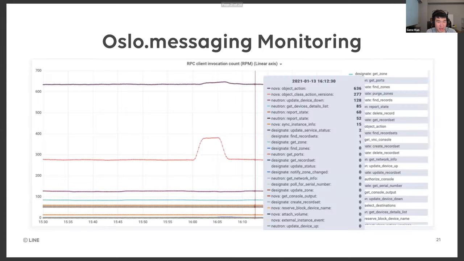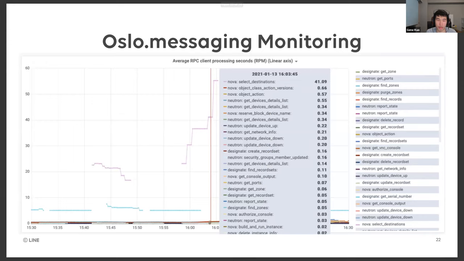So here's a quick look at the dashboard we have. Basically we can see which RPC call is being done the most. And we have labels for all the RPC calls, so we can easily determine, as you can see in the graph, that there are a lot of Nova RPC calls about updating objects or such.